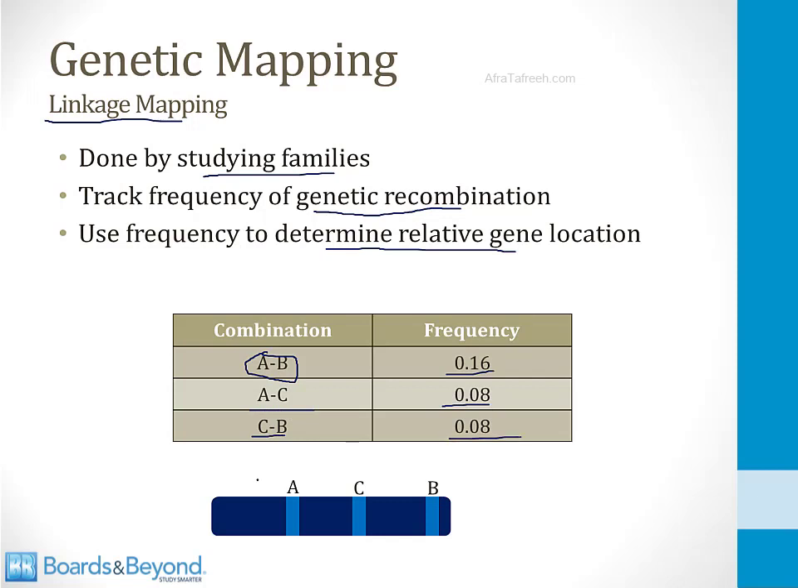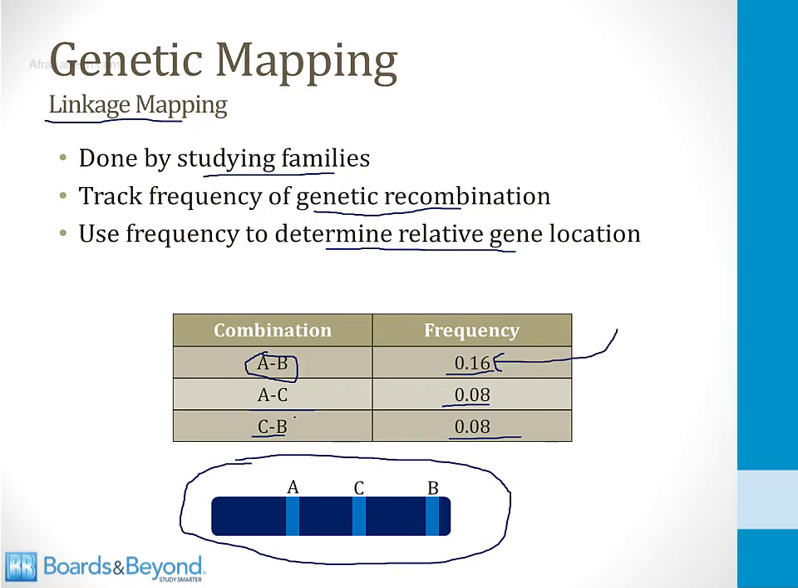This means that A, C, and B must have relative locations on a chromosome like I've shown at the bottom of the screen here. A and B are so far apart that they generate a recombination frequency that's higher, of 0.16. A and C are close enough together that they generate a recombination frequency that is smaller, of 0.08. This is called linkage mapping or genetic mapping, and it's used to map our genes.